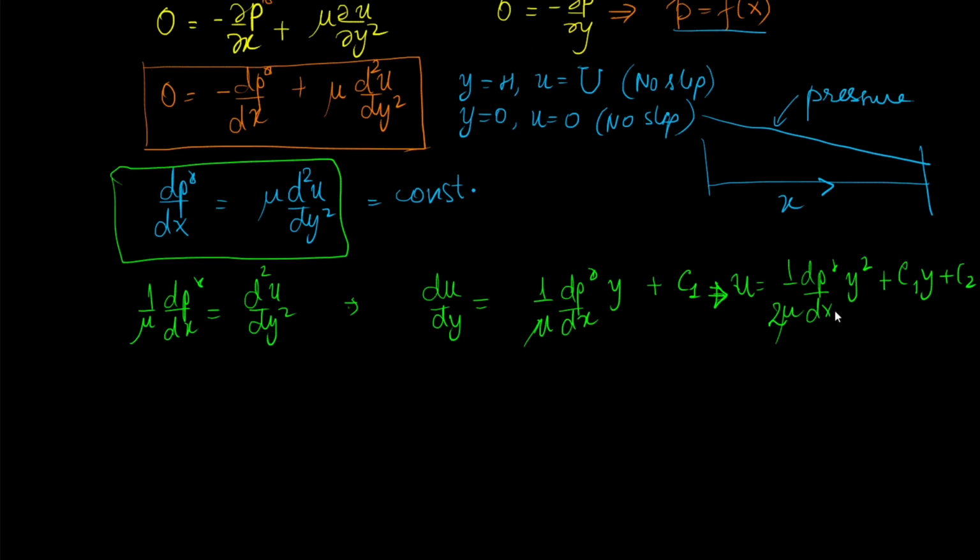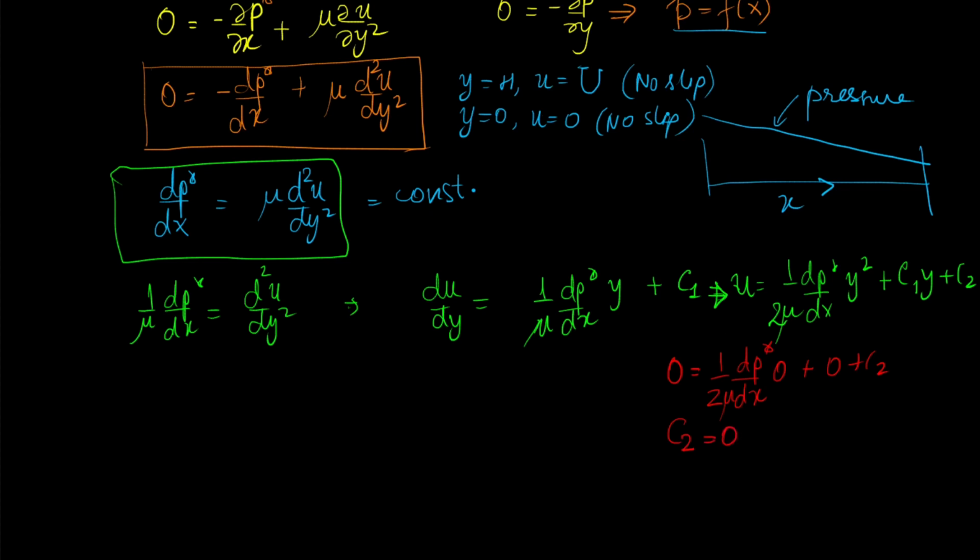Now for the first boundary condition, at y equal to 0, u equal to 0. So 0 is equal to 1 upon 2 mu dp star dx. So y is 0, plus 0, plus c2. So c2 becomes 0.